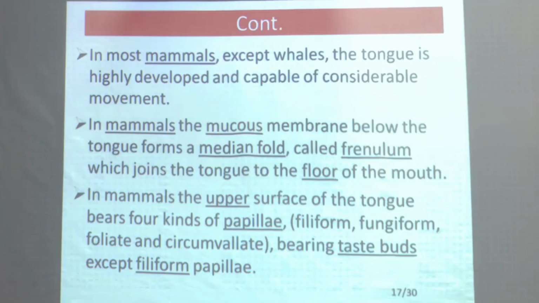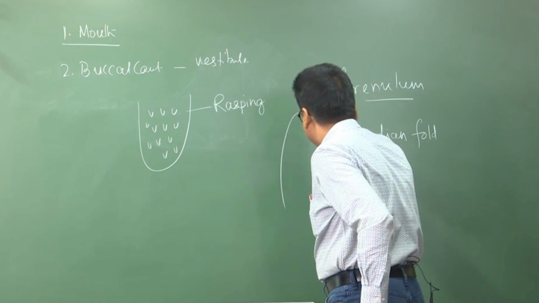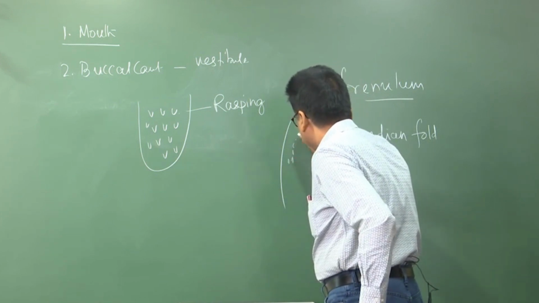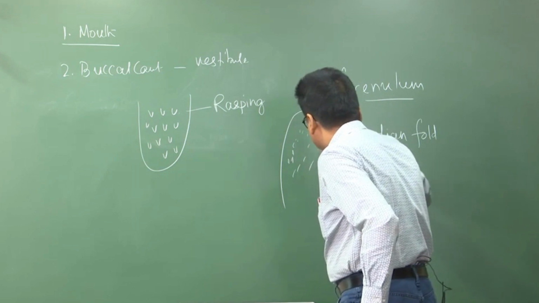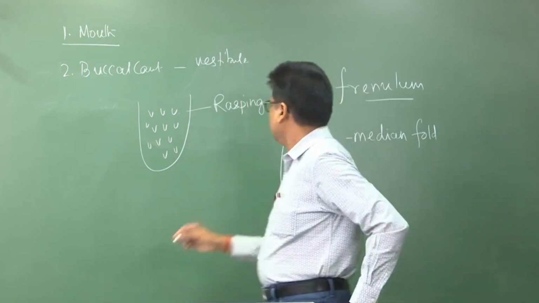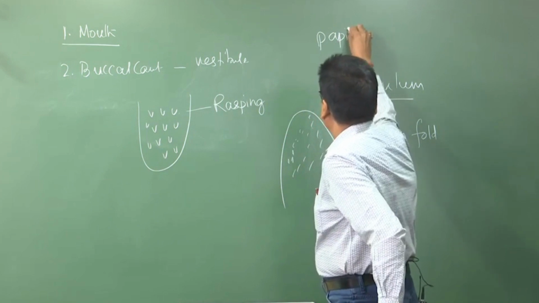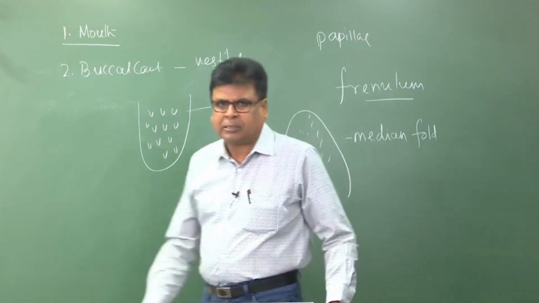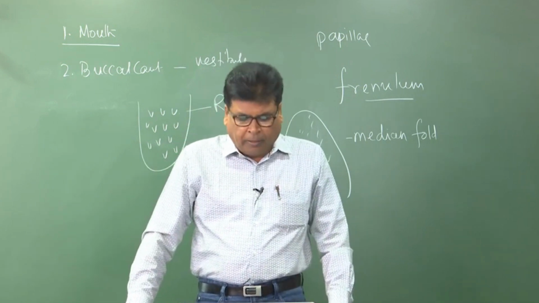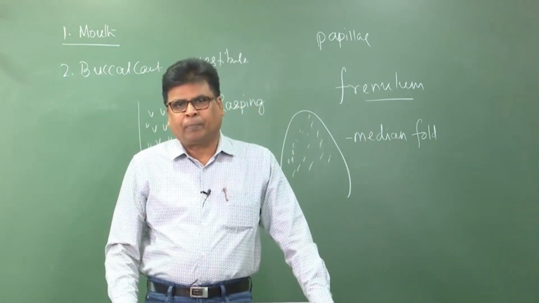In mammals, the upper surface of the tongue is covered by mucous membrane, and it bears 4 kinds of papillae. For example, this is the tongue, and this tongue has some eruptions or outgrowth-like structures. Very minute eruptions are there, and they are called papillae. So in mammals, the upper surface of the tongue bears 4 kinds of papillae.